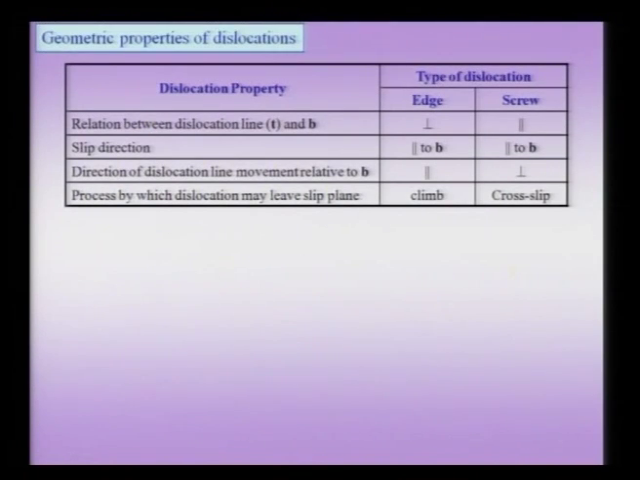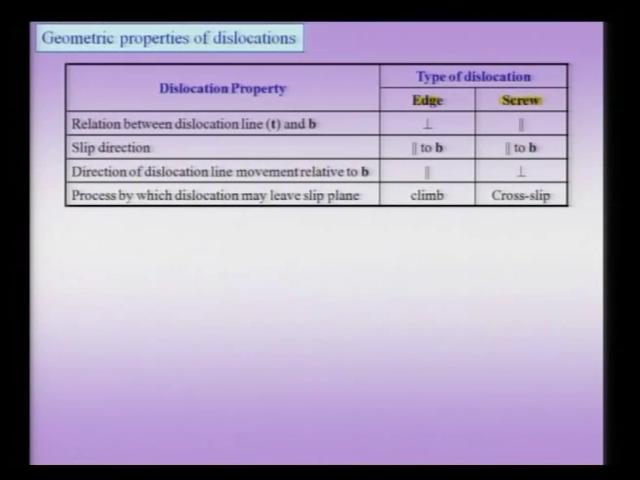In a right handed screw dislocation, as you make these clockwise paths, you will go into the plane of the board, while if you make the same kind of circuit, you will come out in the case of a left handed screw. So, let us summarize the geometric properties of dislocation which we have seen. We have seen there are two extreme possibilities when it comes to dislocations, the edge and the screw.